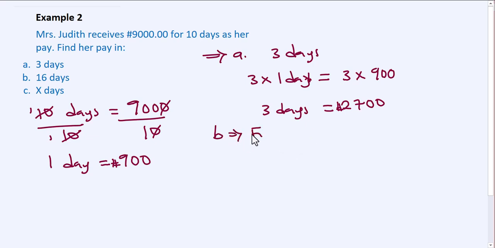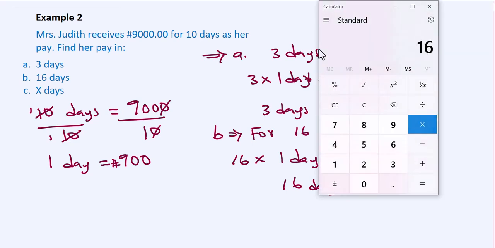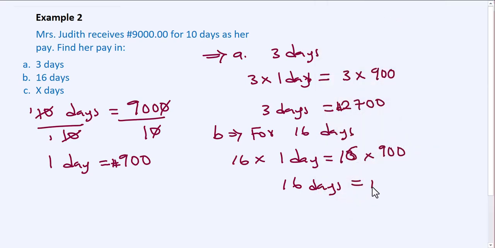Okay, the next says for 16 days, B. So for 16 days, we just have to multiply by 16. So 16 multiplied by 1 day is equal to 16 multiplied by 900, right? Because that's for 1 day. So this gives us 16 days is equal to, so I think I need a calculator. 16 multiplied by 900 is 14,400. So I have 14,400 naira.